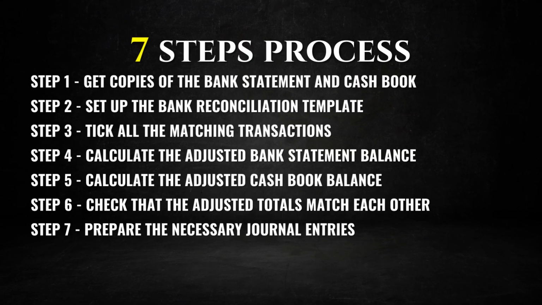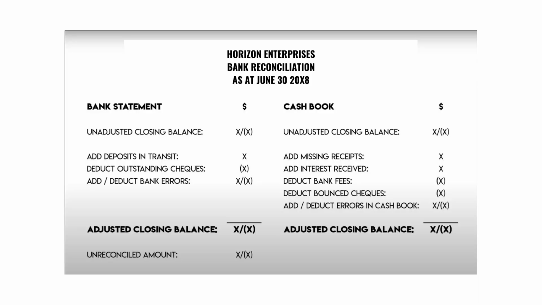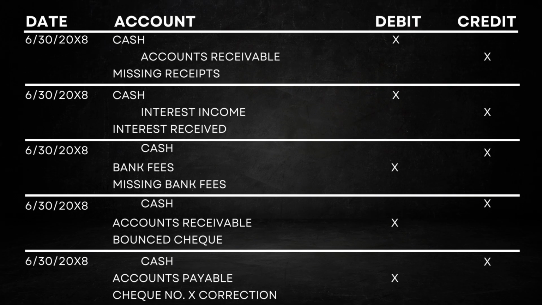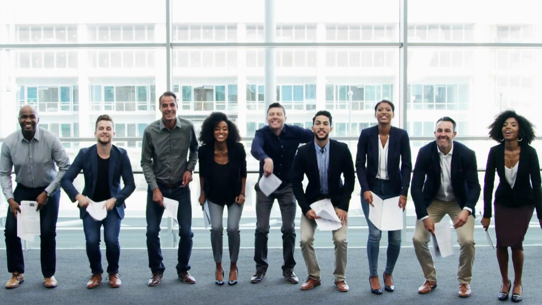Step 7. Prepare the necessary journal entries. The final piece of the puzzle. Once we've completed the previous steps and ensure that the bank statement and cash book are in harmony, we need to update the general ledger with the necessary journal entries. These entries will correct the cash book balance for the current period, so we won't face the same adjustments in the future. And we did it!